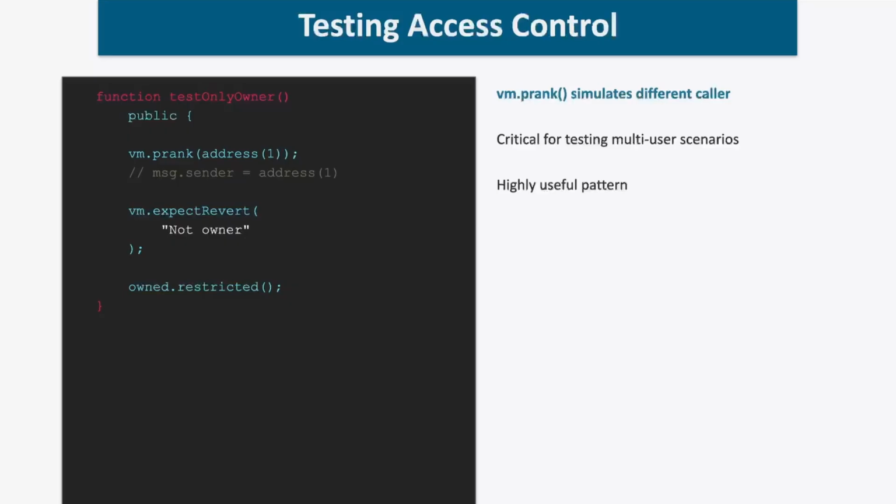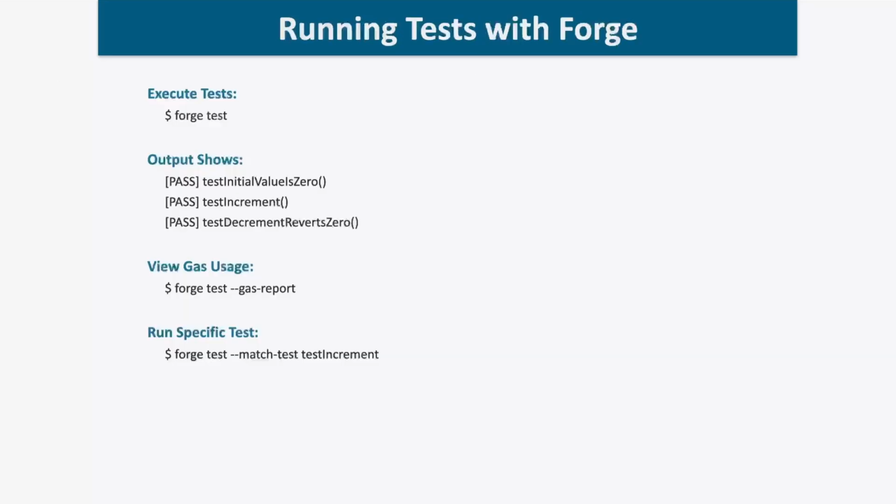If you need to call multiple functions from different addresses, we can use the vm.prank function with different addresses passed as an argument. Access control is fundamental to smart contract security. If your permission checks are wrong, funds can be stolen. Testing access control is non-negotiable. vm.prank is one of your most powerful testing tools. Use it liberally. Now we actually run the tests.